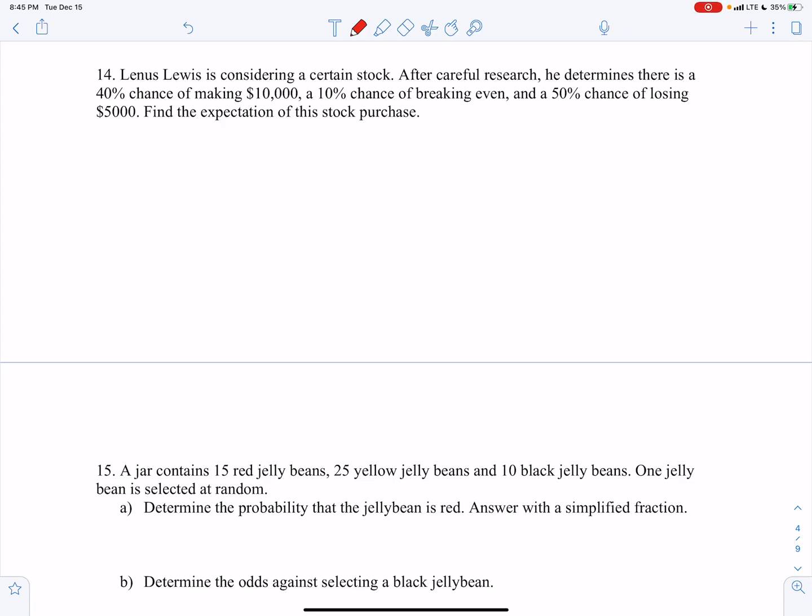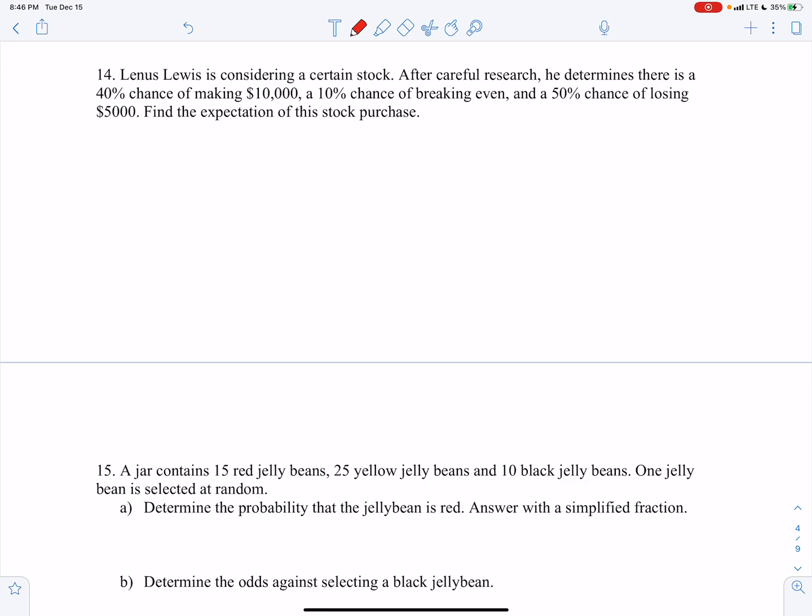Final exam review, part 3, probability. 14. Lennox Lewis is considering a certain stock. After careful research, he determines there's a 40% chance of making $10,000, a 10% chance of breaking even, and a 50% chance of losing $5,000. Find the expectation of the stock purchase.